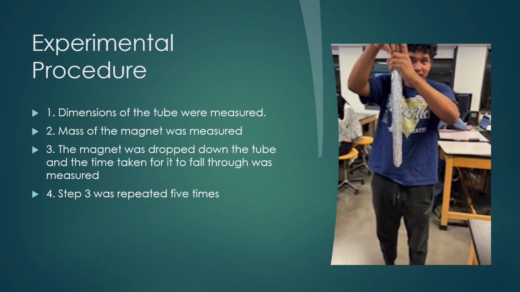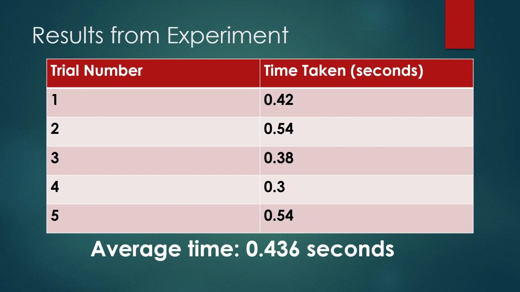For the experimental procedure, the dimensions of the tube were measured. Next, the mass of the magnet was measured as well. The magnet was then dropped from rest down the tube and the time taken for it to fall through was measured. And finally, step 3 was repeated 5 times before the average of the times was taken. Here are the results from the experiment. When averaged, it gives a time of 0.436 seconds for the magnet to fall down the tube from rest.